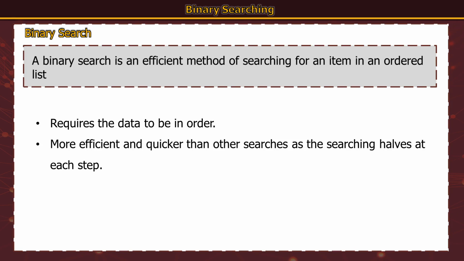In your exam you may be asked what the advantage and disadvantage of a binary search are. You may also be asked to compare them to other searches such as the linear search. The disadvantage of the binary search is that it will only work on data that is already in order. This is definitely a disadvantage as the linear search does not require this. The key advantage of the binary search is that it's more efficient and it's quicker in finding or identifying whether the information that you're searching for is within the list. It does this by halving the data at each step.